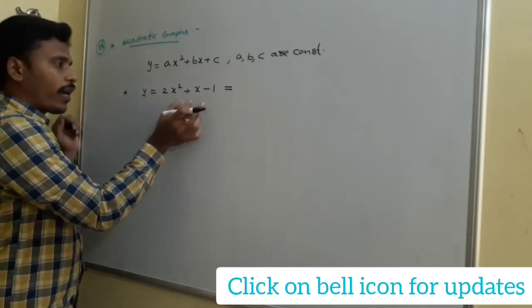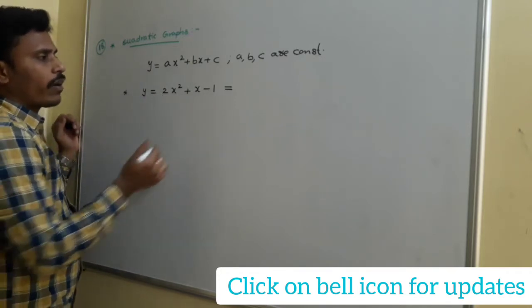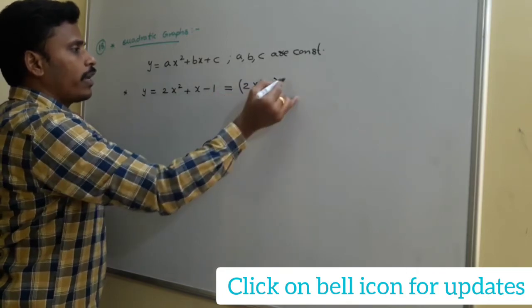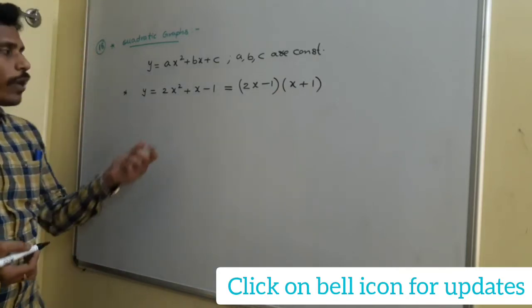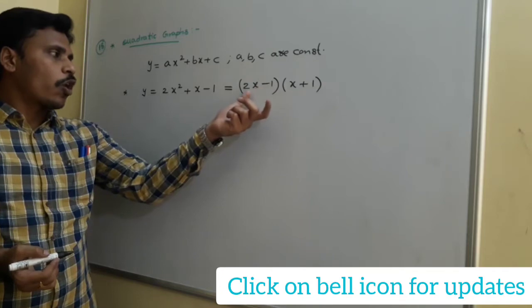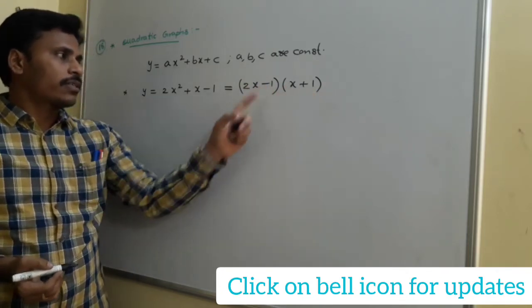If you try to factorize it, 2 into minus 1 is minus 2, and if you factorize, I think this is 2x minus 1 into x plus 1. Is it right? This 2x square plus x minus 1 can be factorized like this. Just do the counter check: 2x square plus 2x, minus x, and minus 1.